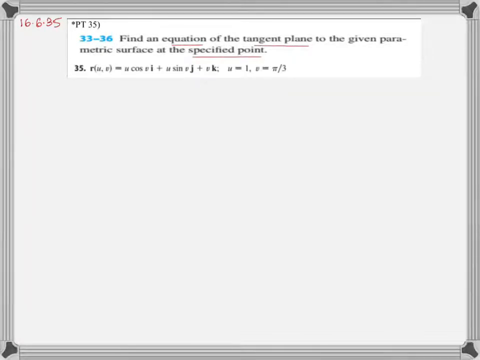So here we are asked to find the equation of the tangent plane to the specified surface at a specific point. The parametric values of u and v are given. So using that, we have to find the point. That means we plug in u = 1 and v = pi/3 into r(u,v) to find the exact point through which the tangent plane is drawn.